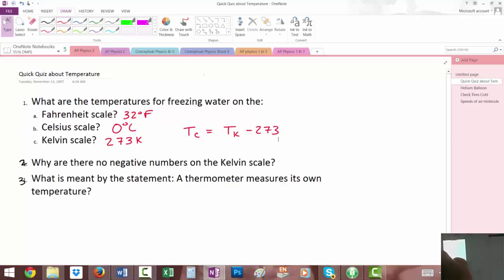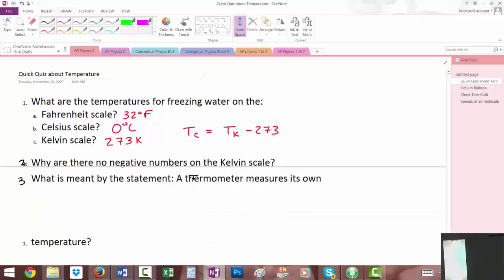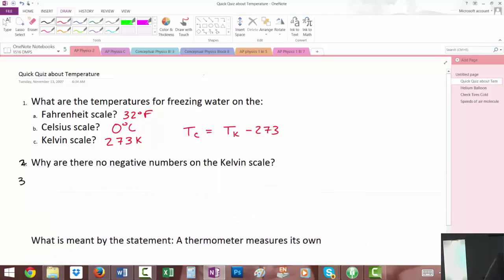That's a really important thing to know. So 0 Kelvin is what we call absolute zero. That sounds important, right? Absolute, like what? What does that mean?